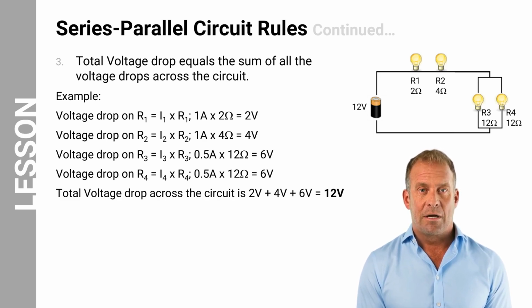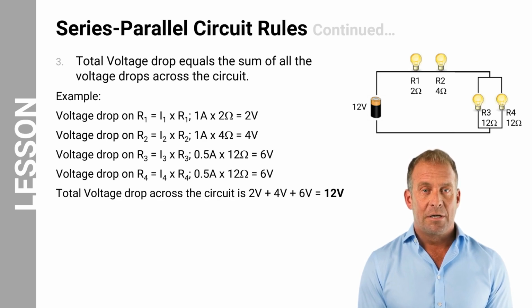In the parallel branch, R3 and R4 each have 0.5 ampere flowing through 12 ohms, resulting in a voltage drop of 0.5 times 12 equals 6 volts for each. When we sum these voltage drops, we get 12V, which matches our initial total voltage.